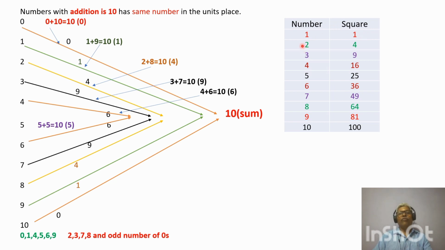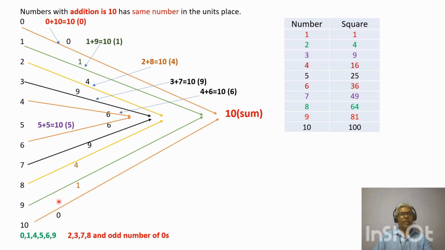For 2, any number with unit place 2 will have a square with unit place 4. But any number whose unit place is 8 will also have a square ending with 4. For 3 it is 9, for 7 it is 9, for 4 it is 6, for 6 it is again 6, for 5 it is always 5, and for 0 it is always 0. Then how to remember this? This is just to help remember; there is no such rule in maths.